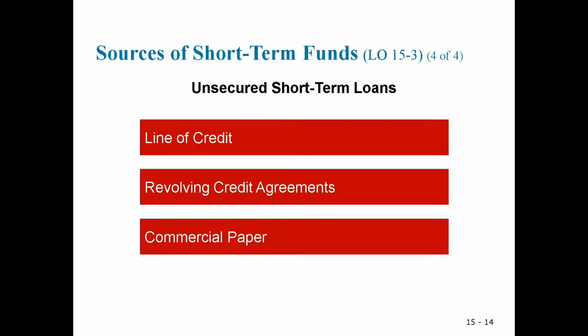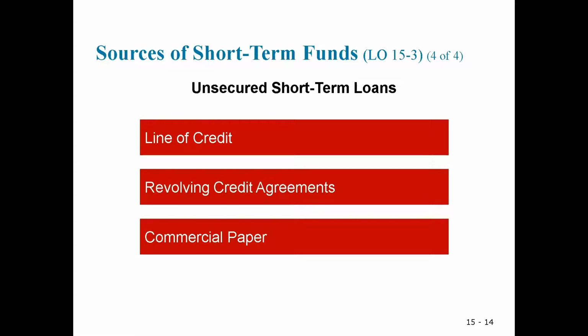Unsecured short-term loans. Although no collateral is required, the borrower must maintain a compensating balance. This type of loan usually occurs within an established relationship with a bank and often takes the form of lines of credit or revolving credit agreements.